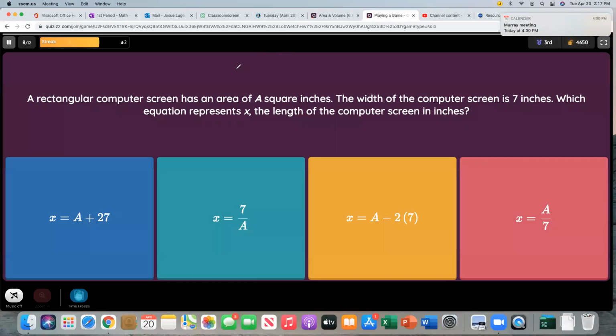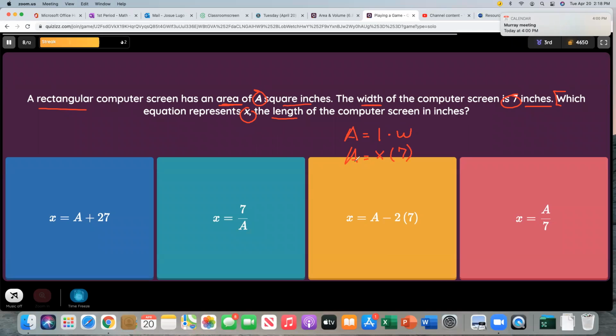Moving up. All right, this one seems a bit odd. So let's just read it together and see some of the important information here. It says a rectangular computer screen has an area of 8 square inches. The width is 7 inches. And we want to know what represents x, which is the length. Now, we know that the area of a rectangle is length times width, or base times height. But I'm going to use length times width because that's what it's using up here. So area, A, that's the letter that they use, is the length, which we don't know, it's x, times the width, which is 7.